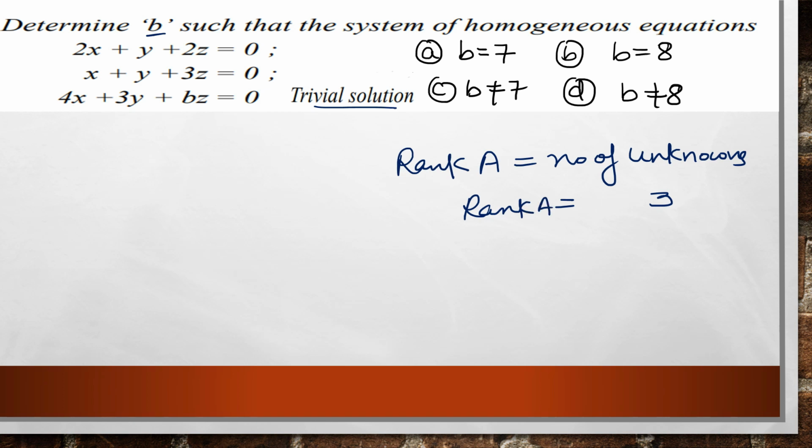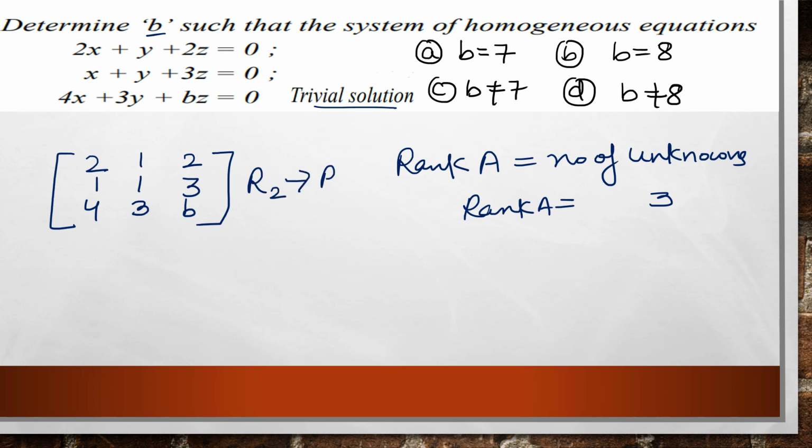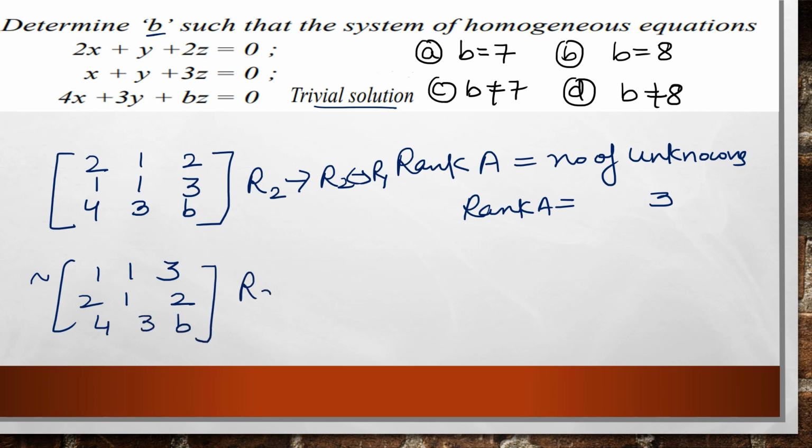So, if I'm saying what is the A? A matrix is [2 1 4; 1 1 3; 2 3 B], right? So just operate R2 interchange with R1. Okay, so what we'll get? [1 1 3; 2 1 4; 2 3 B]. Now I'm operating R2 minus 2R1.